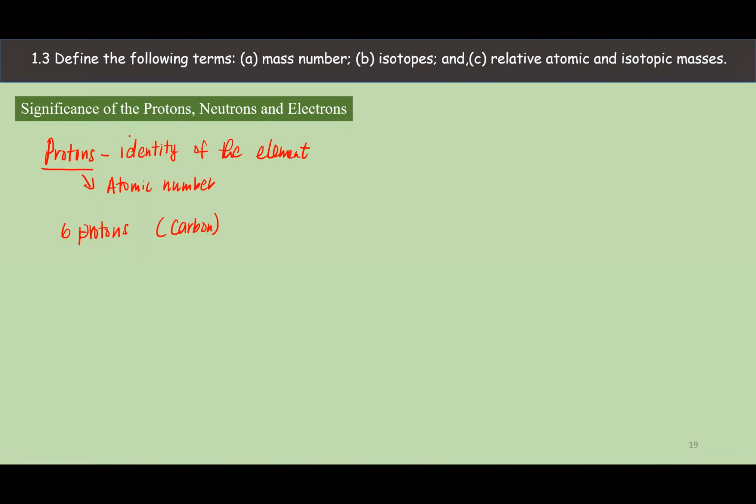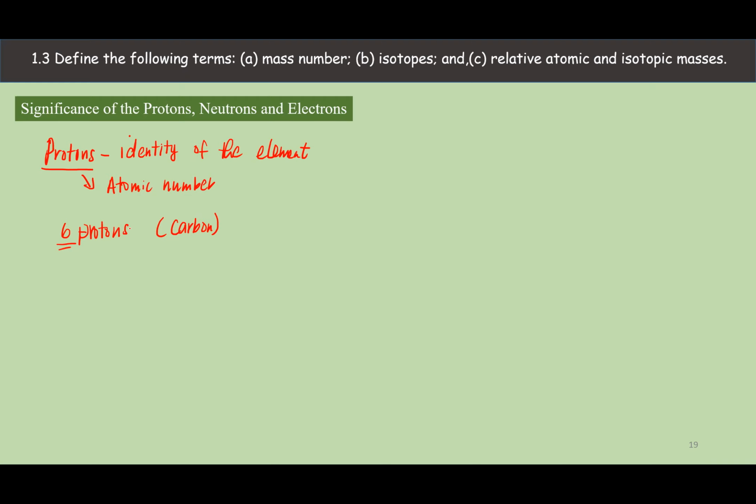All right. So continuing, like I mentioned, the proton is the identity of the element. It is what tells us which element we're dealing with. Every element has a unique proton number. No two different elements can have the same number of protons. So we can never have nitrogen having 6 protons. 6 is the defining proton number for carbon.